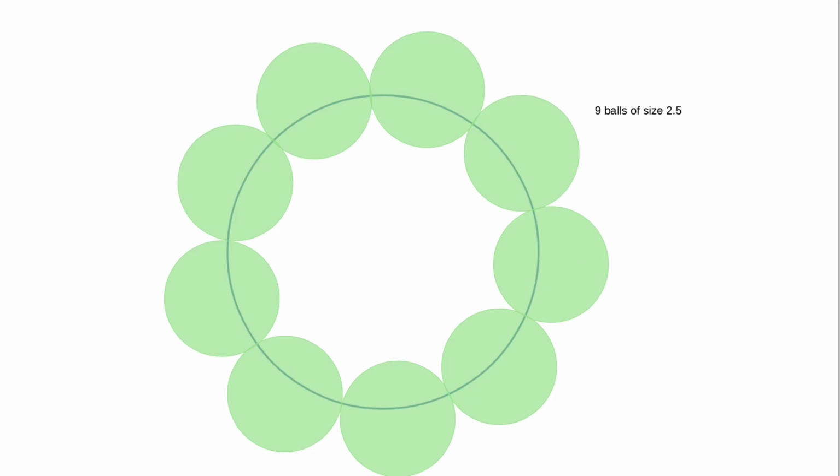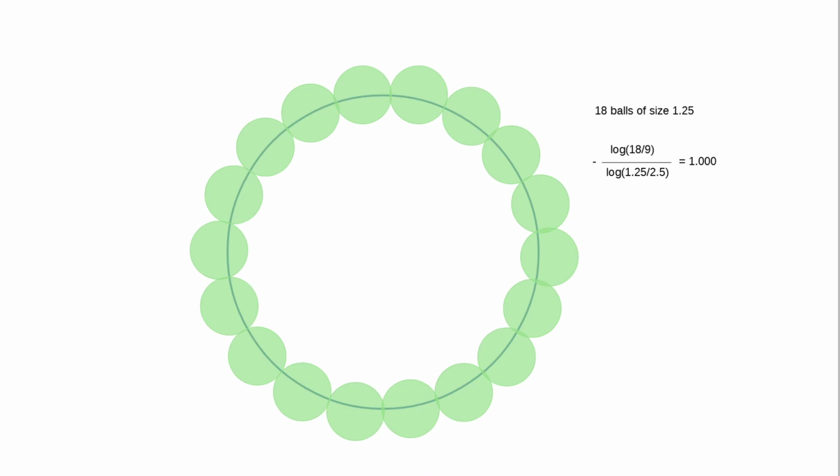And again, we try to avoid overlap as much as possible. In this case, the circle is nicely covered with 9 balls of size 2.5. Now, the units of the size are arbitrary. In this case, it just happens to be the ones that I used in LibreOffice Draw. But what we do now is we reduce the size of the balls and see how it changes. We now have 18 balls of size 1.25. So we halve the size of the ball and we double the number of balls, which seems logical.